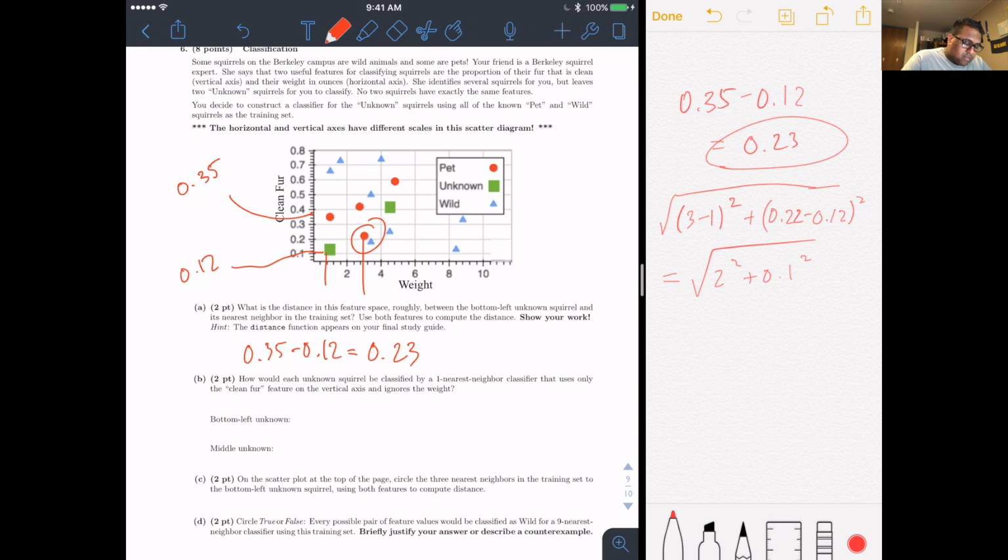So how would each unknown squirrel be classified by a one nearest neighbor classifier that uses only the clean fur feature on the vertical axis? What it's kind of asking us is to ignore the weight, i.e. just project everything onto the y-axis. What are the nearest neighbors, right? So for the bottom left unknown, it's pretty clear that the closest thing vertically is this one wild squirrel here. So this guy will be classified as a wild squirrel. And for this unknown one, well, it has about the same y coordinate as this pet squirrel here. So this one will be classified as pet.